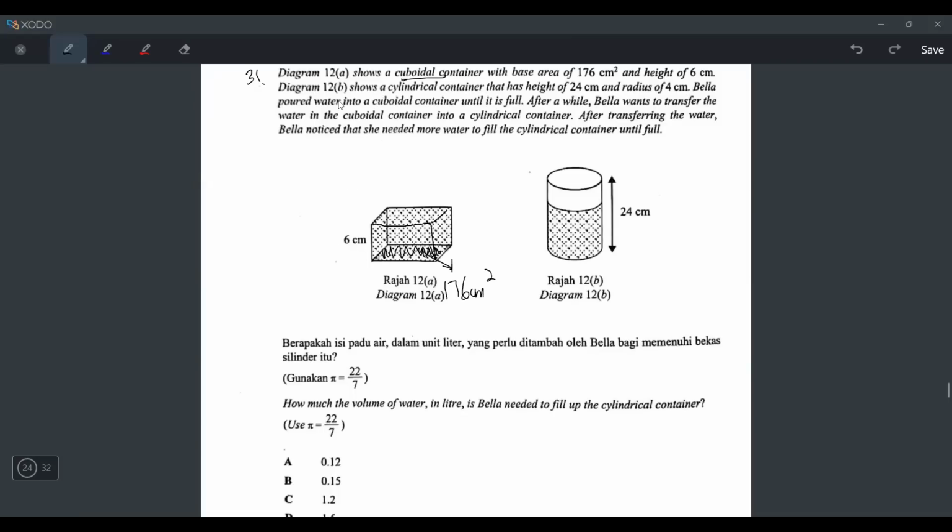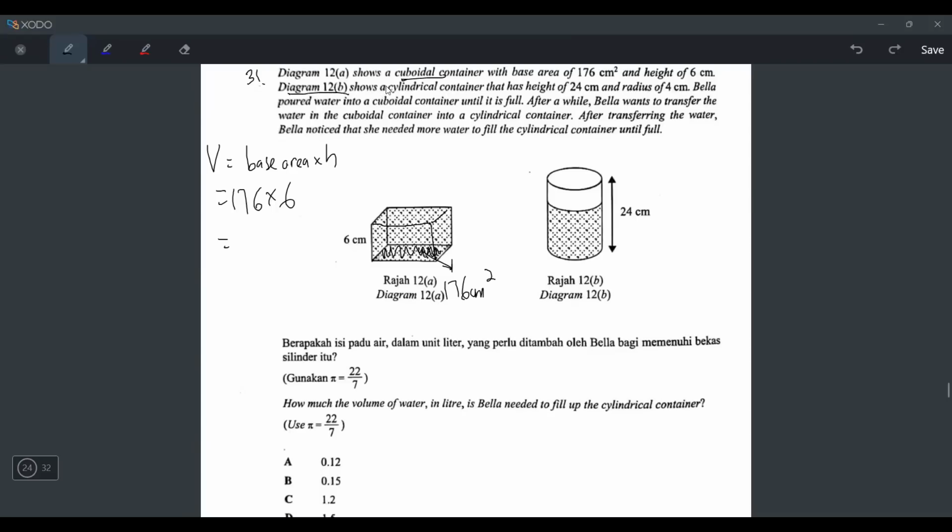Means I can find the volume. Because the volume formula is what? Base area times height, right? It means length times width times height. But we already know the length times width is 176. So if I press 176 times 6, that would be the volume of cuboid. But don't do it first. I still haven't finished reading the question, and I also don't know what they want.